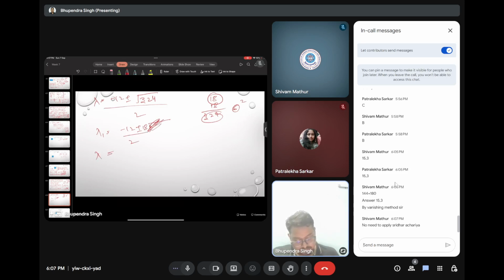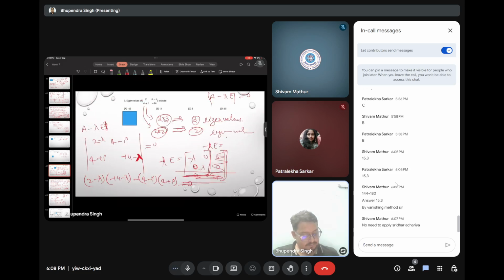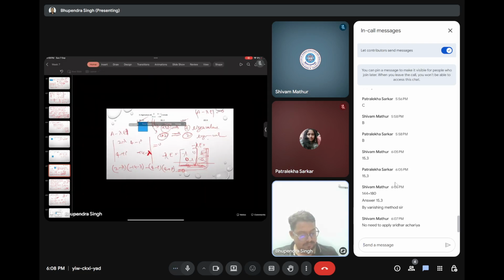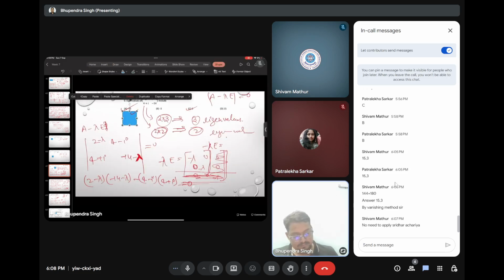So lambda 1 is minus 12 plus 18 divided by 2. Lambda 2 is minus 12 minus 18 divided by 2. So 6 by 2 here, and minus 30 by 2, so 3 and minus 15. So these two are lambdas, the eigenvalues. Okay. Minus 15 and 3. A and C, yes.